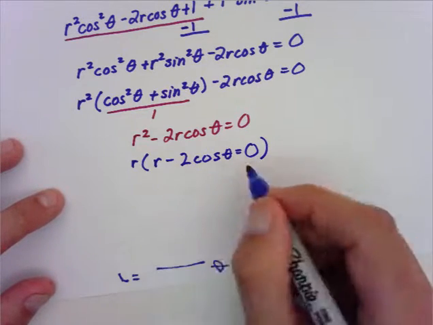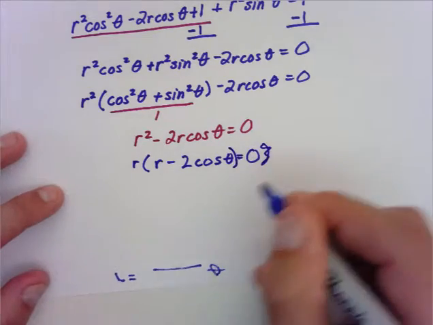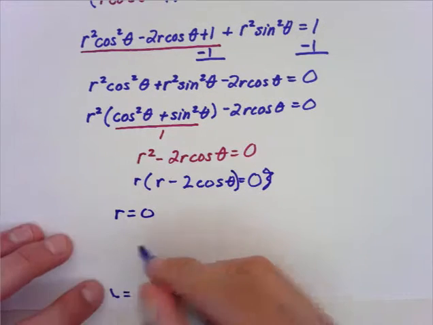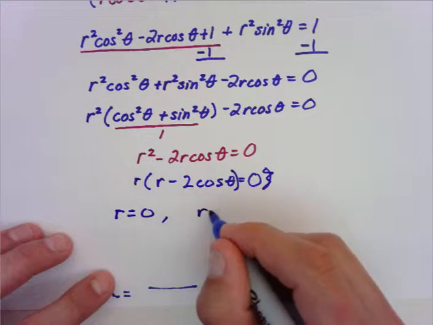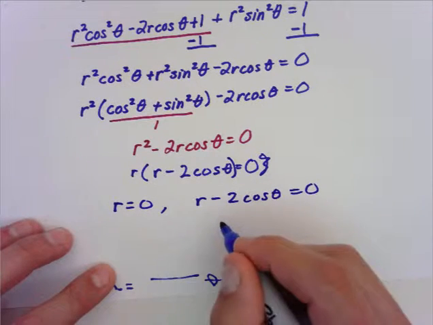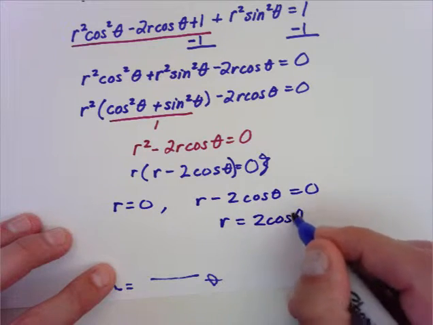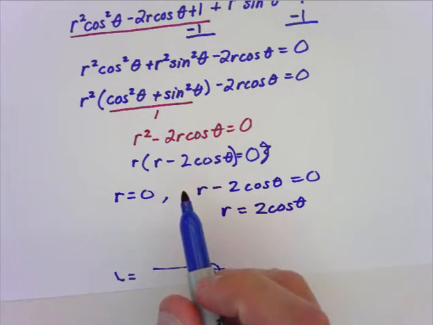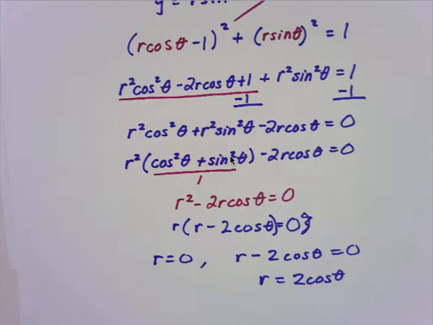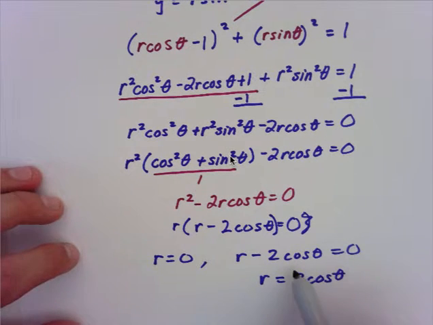Now, when I do this, I have two things that are multiplied. So I'm going to have r is equal to 0, which is going to be at the pole. And then we're going to have, or, r minus 2 cosine theta equals 0. So that means r is going to equal 2 cosine theta. So now I have r equals 0 and r equals 2 cosine theta.